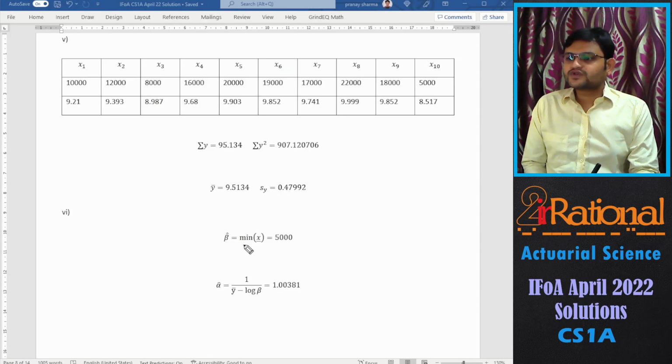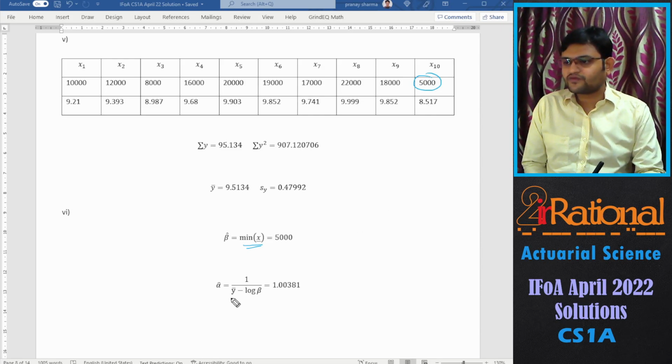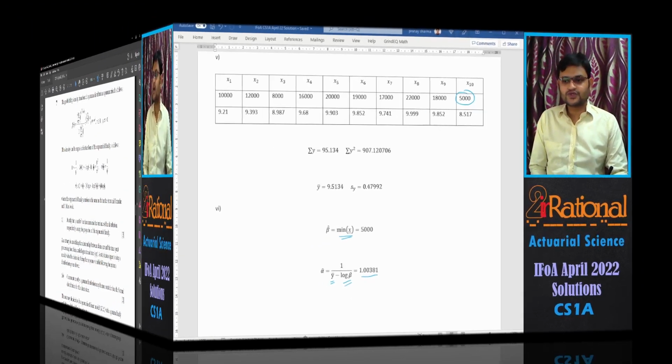So beta hat was the minimum of the sample of X, the minimum turns out to be 5000, and then substitute that for the alpha hat, we'll have y bar as well as log of beta, that gives us 1.00381. Let's go to the next question.